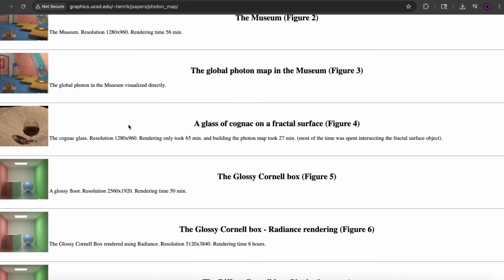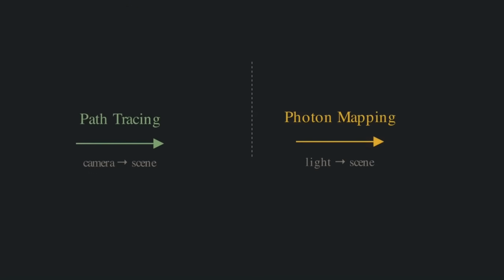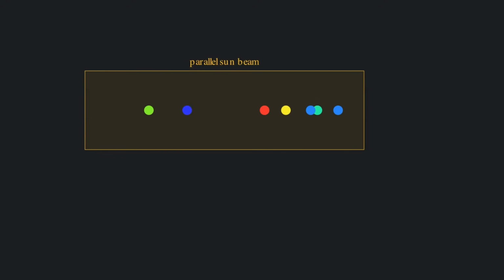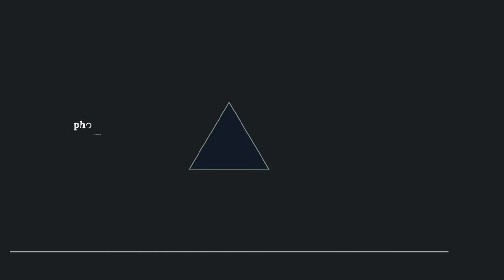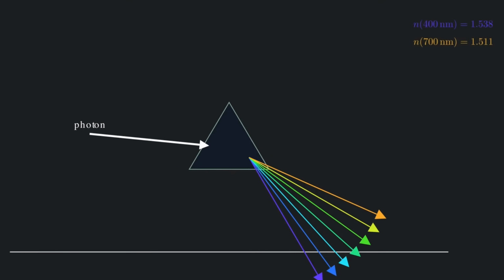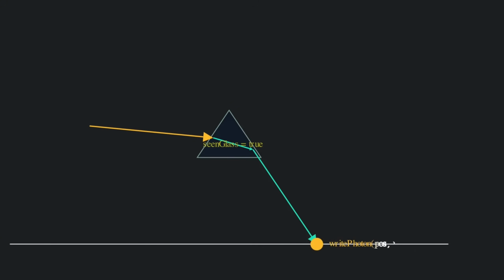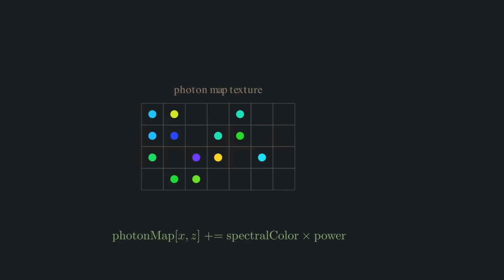So let's try to understand how photon mapping works. Path tracing shoots rays from the camera, whereas photon mapping shoots from the light. First we spawn a photon at a random position on the beam with a random wavelength. Then at each glass surface, we refract using our index of refraction. We only record the photon when it lands on the floor after passing through glass. Then we write into an accumulation texture called the photon map.